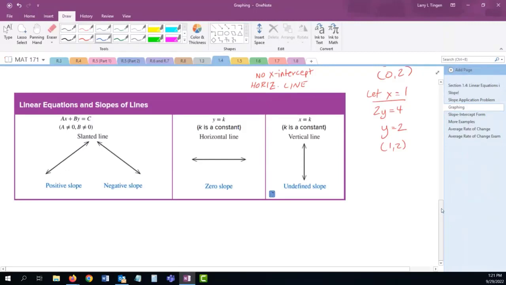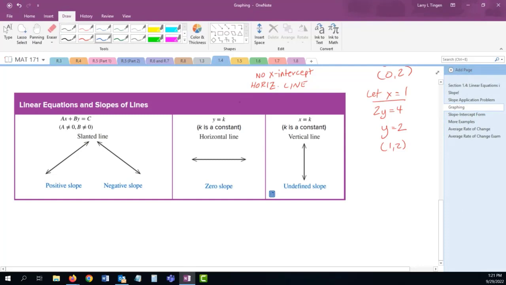So here's just a general sketch of the kind of lines you're going to see. You're going to see a slanted line. They don't have to be exactly at that angle, going up or going down at that side. A slanted line just means it's not horizontal, it's not vertical. I held my pen wrong for that. It's not horizontal, it's not vertical. All right, so if you've got x and y in there, you've got a slanted line.